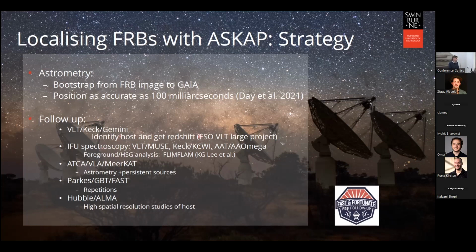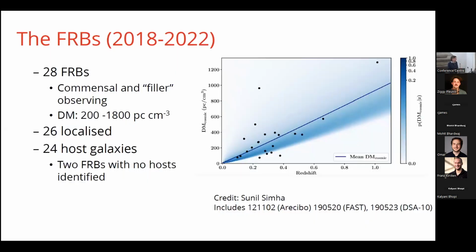We've been looking for persistent radio sources and evidence for star formation in host galaxies using ATCA, VLA, and MeerTRAP. There aren't any persistent radio sources, but there is some evidence for star formation in some of these galaxies. We use Parkes, GBT, and FAST to search for repetitions. If you've been to an FRB conference, we always talk about whether they all repeat or not. We've only seen the one FRB repeat in any of the FRBs that we found. And of course, when we want to get to 100 milliarcsecond spatial resolution, we use Hubble and Gemini.